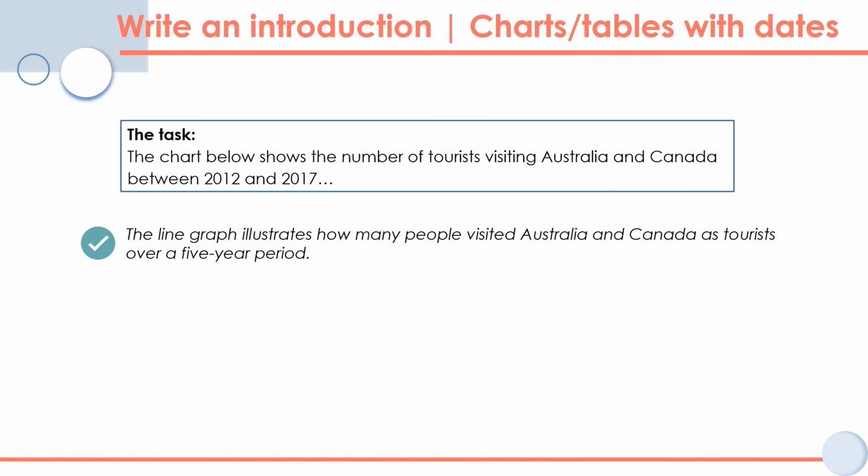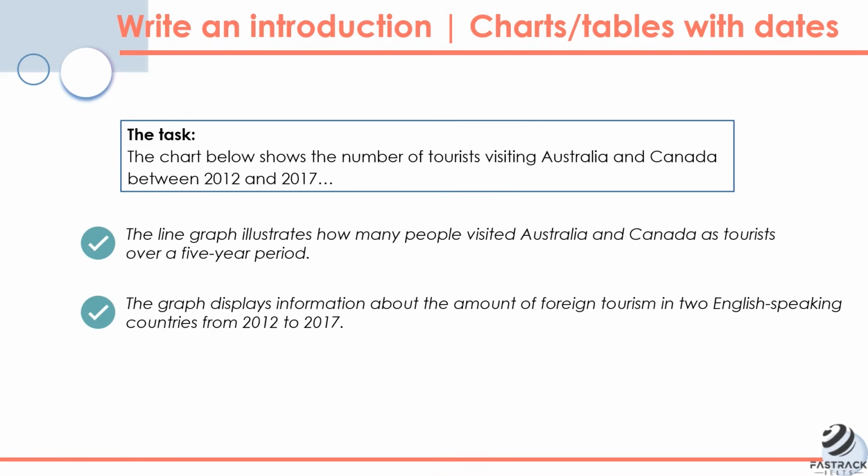The line graph illustrates how many people visited Australia and Canada as tourists over a 5-year period. Instead of the chart, I used the line graph. To show became to illustrate. The number of tourists visiting, how many people visited as tourists. I kept the countries as they were. In 2012 and 2017 is now over a 5-year period. That's it.